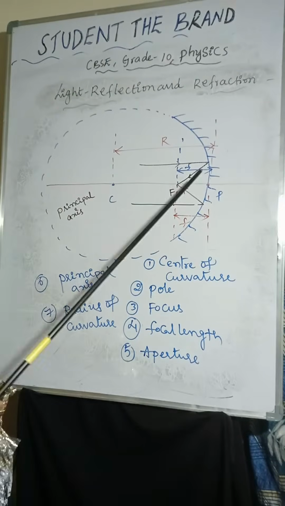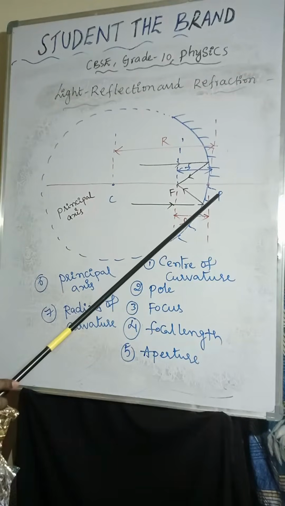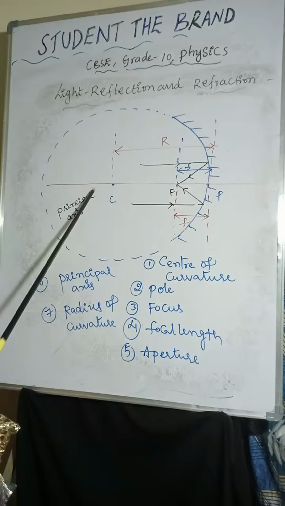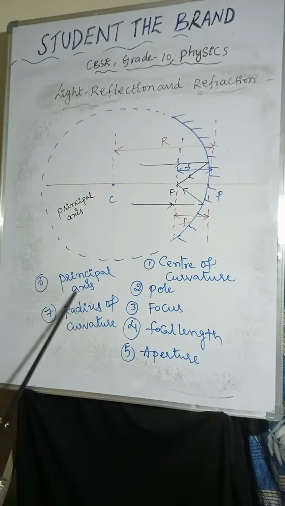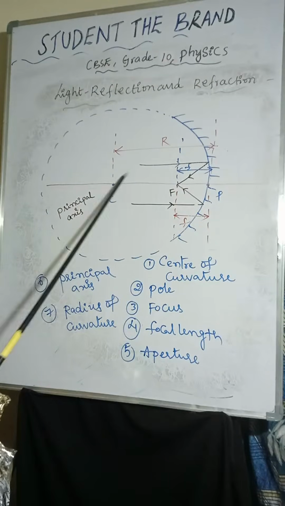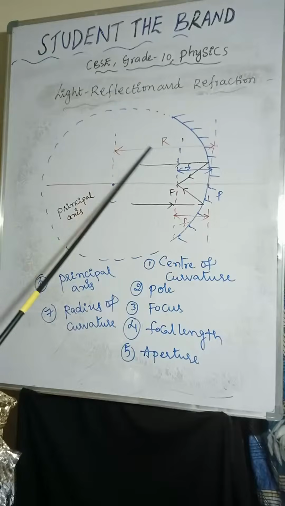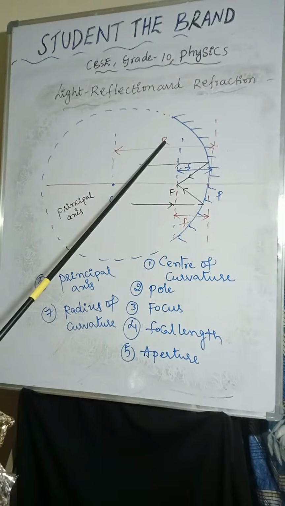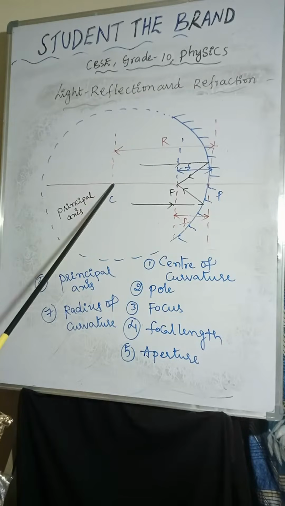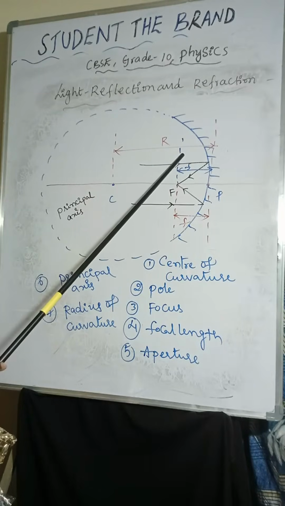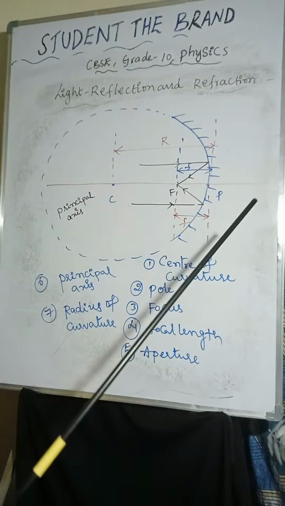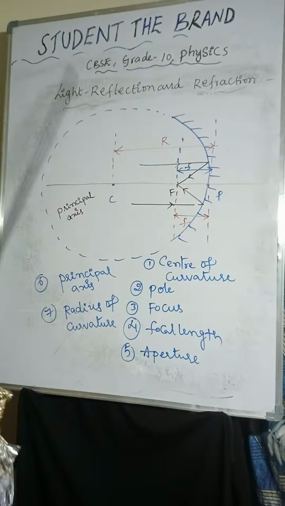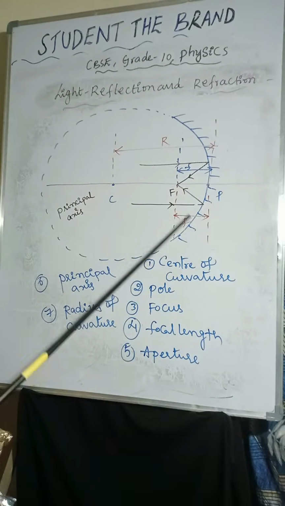The principal axis is the line joining the center of curvature and pole. The distance between the center of curvature and pole is called the radius of curvature. Clear? So these are the terms related to spherical mirror.